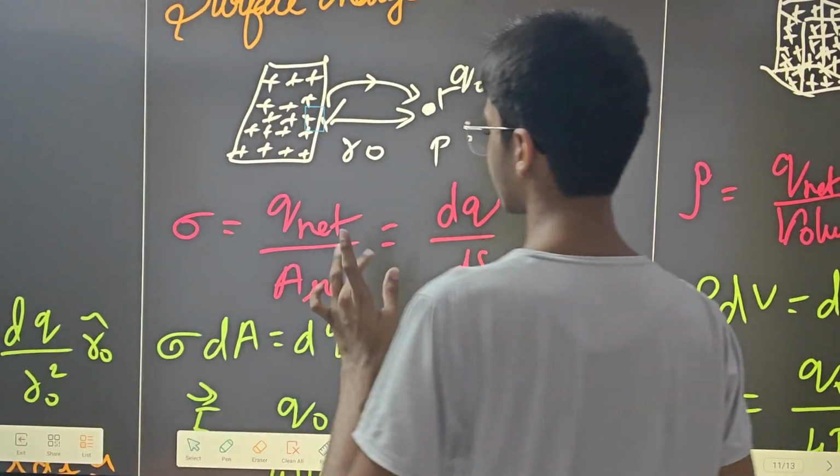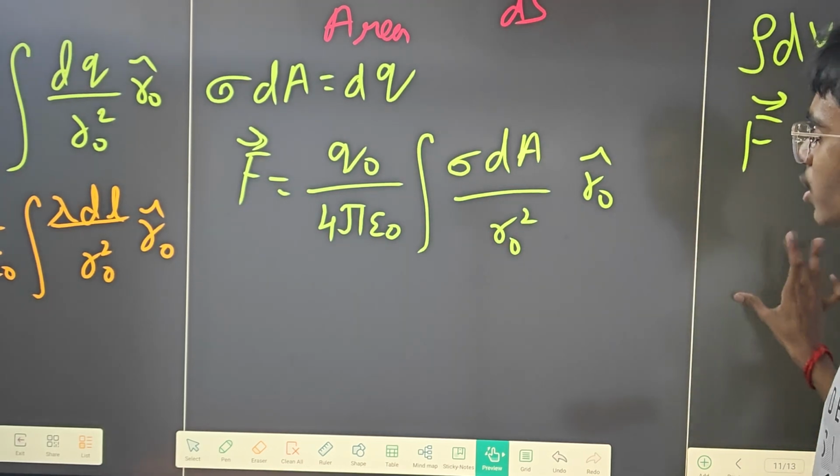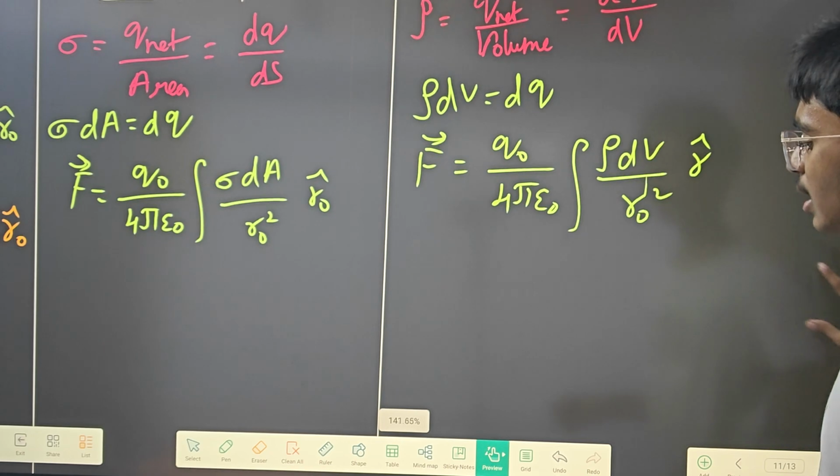Surface charge density is the same as that. Like that, at last this will be the formula for surface charge density, and then for volumetric charge density this will be the final formula. That's it.